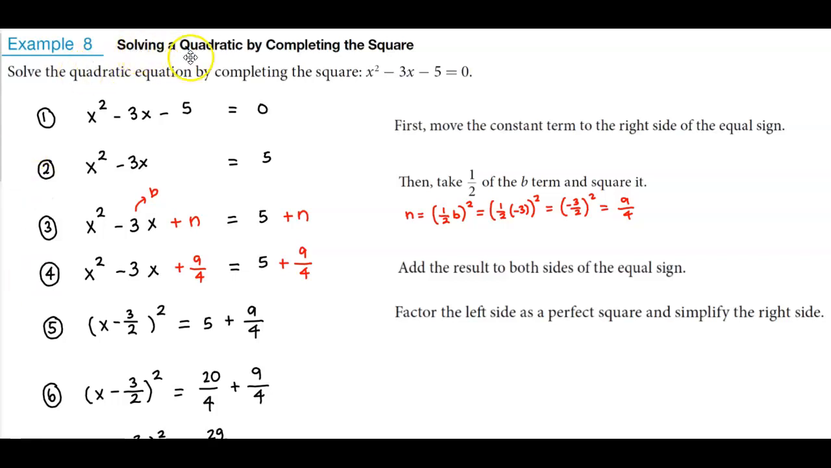Example 8. Solving a quadratic by completing the square. Solve the quadratic equation by completing the square: x squared minus 3x minus 5 equals 0. So the first step is we're rewriting what the equation states.